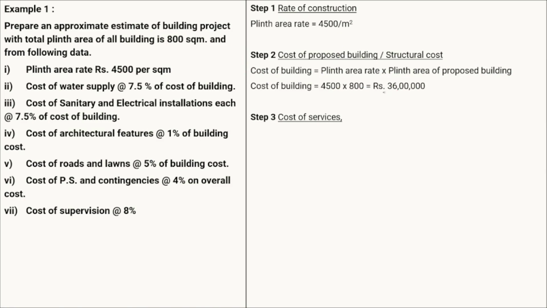Next, step 3 will be the cost of the services. Again, the cost of the services will include whatever services are there. So whatever is mentioned other than the contingencies and the supervision will be considered as a cost of the services. Here, suppose the cost of the roads and lawns is there, or the cost of the architecture feature is there. Whatever is mentioned other than the contingencies and the supervision should be considered as services.